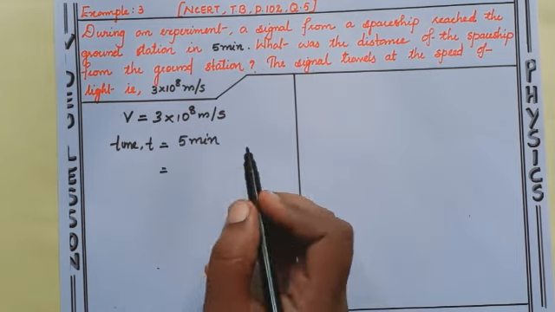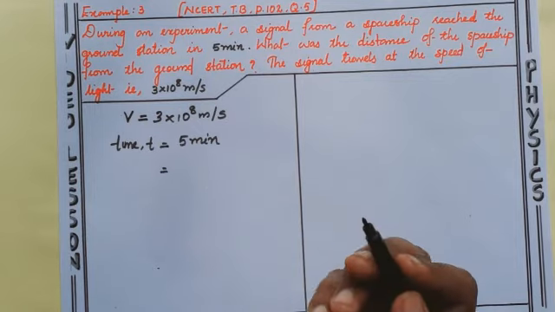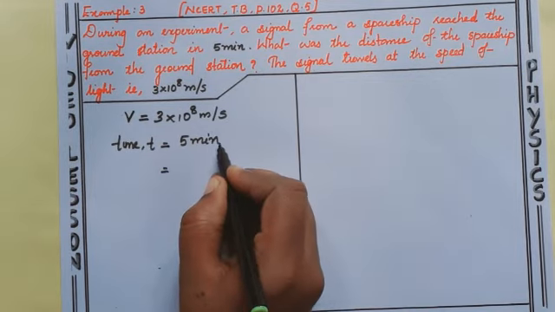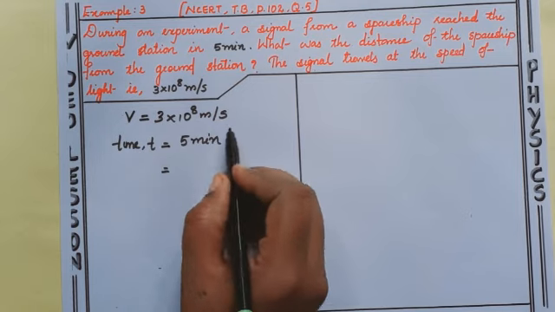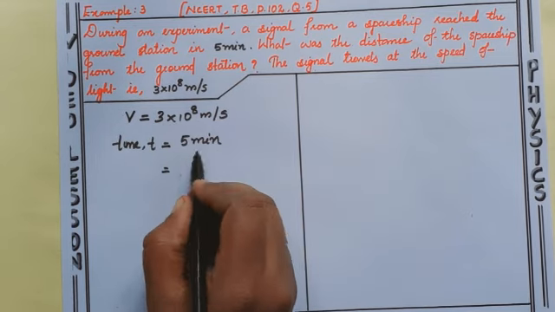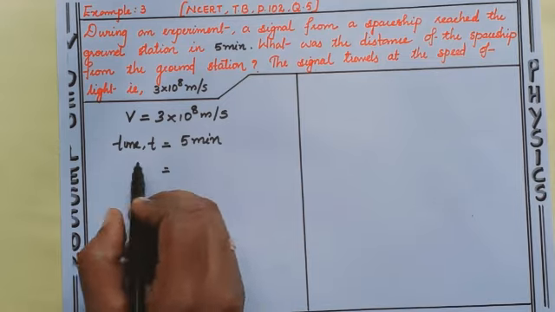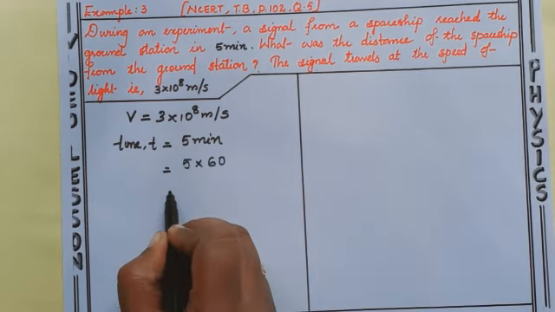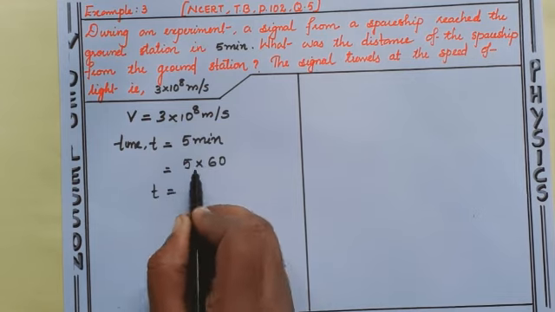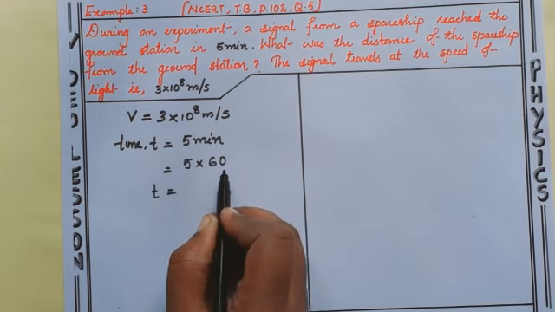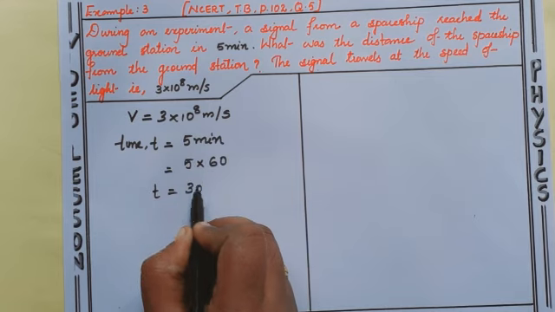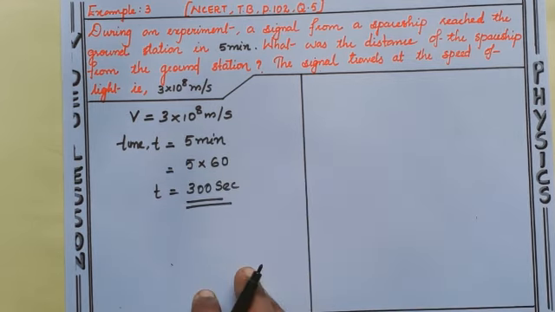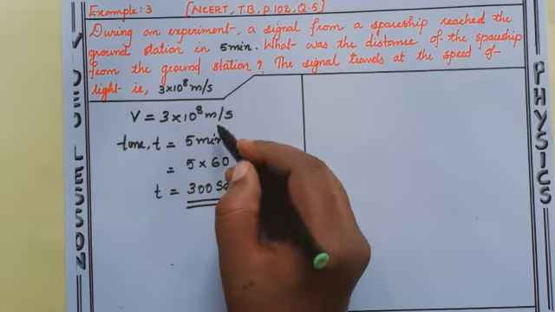We have to change it to the same system of units. Here minute is the smaller unit, so we have to convert it into the SI unit. How can you convert 5 minutes into seconds? 5 into 60. So time is equal to 5 into 60, that is 300 seconds.